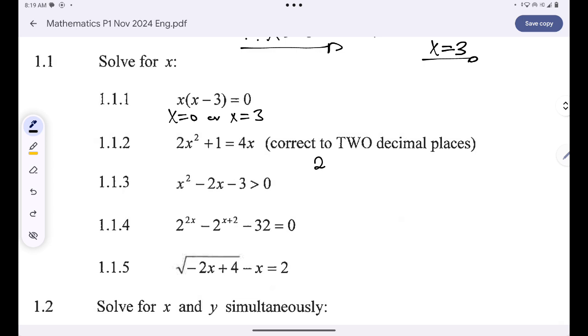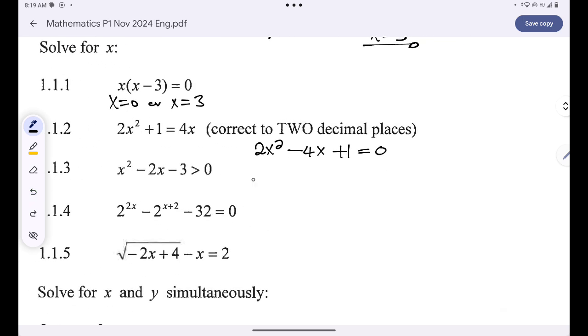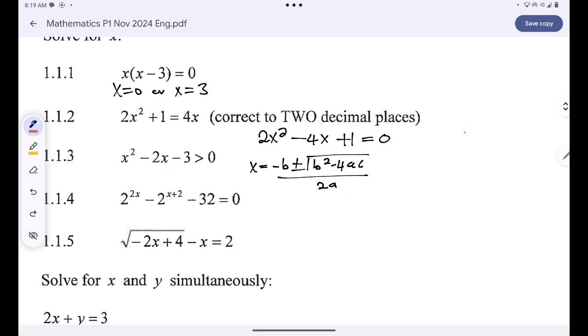So I'll simply have 2x squared minus 4x plus 1 is equal to 0. When I take the positive 4x to the other side, it will change its sign. Okay. The quadratic formula, guys, says x is equal to minus b plus or minus the square root of b squared minus 4ac, all over 2a. So I basically need to find the values of a, b, and c. a is the coefficient of x squared, which is equal to 2. b is the coefficient of x, that's negative 4. And c is our constant term, which is just equal to 1.